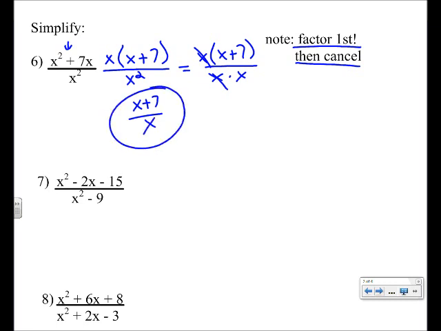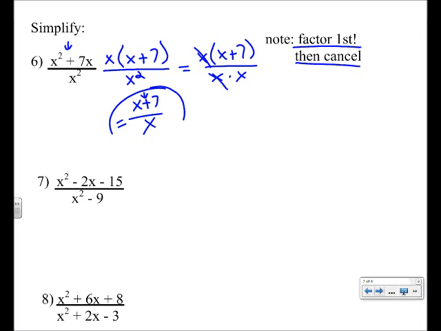There we are. Now remember, guys, we've got this plus in here. There's no more factoring we can do. This is as simplified as we're going to get. That is a simplified expression. Okay, let's look at number 7. Let me make a little bit of room here because I know I'm going to need it.